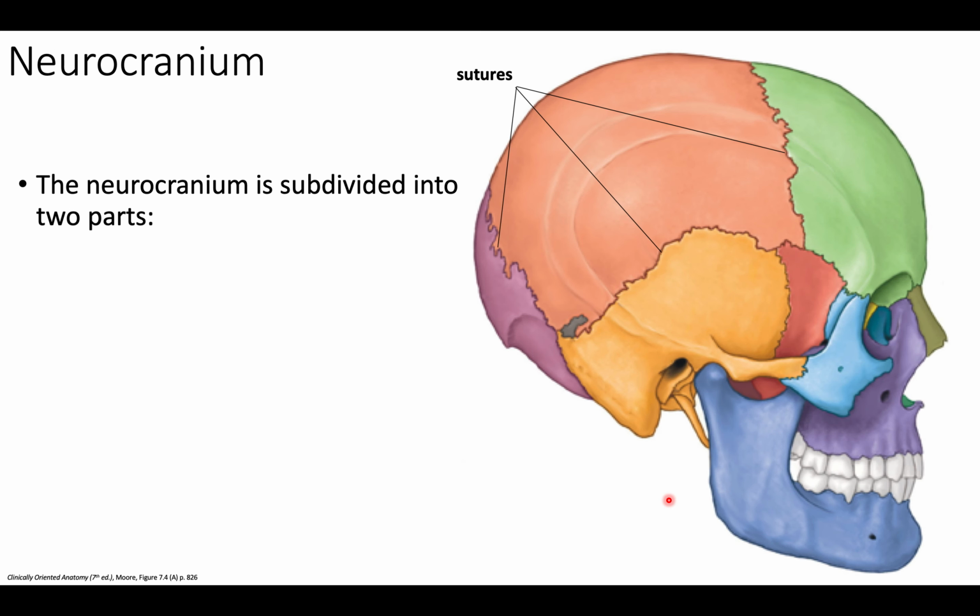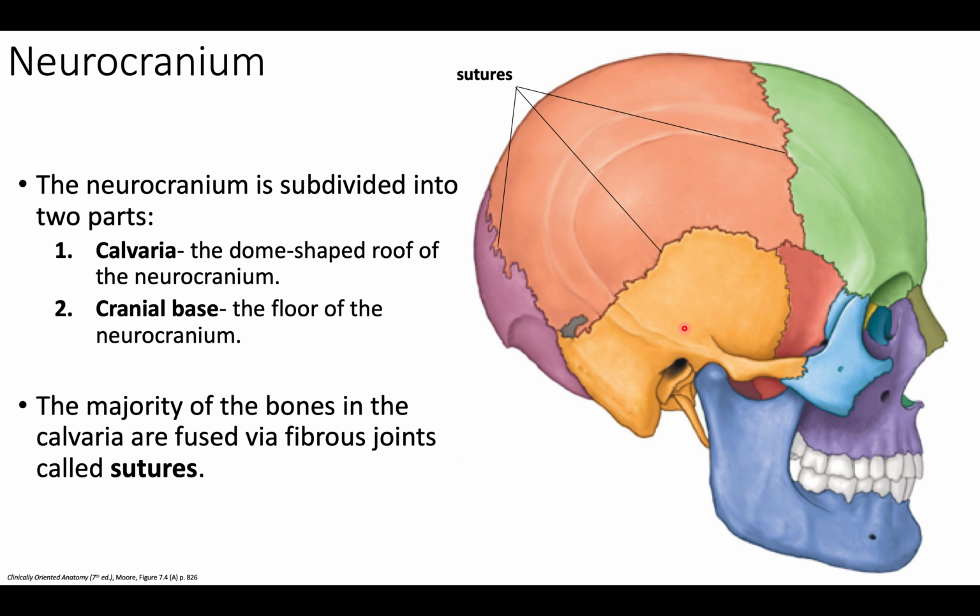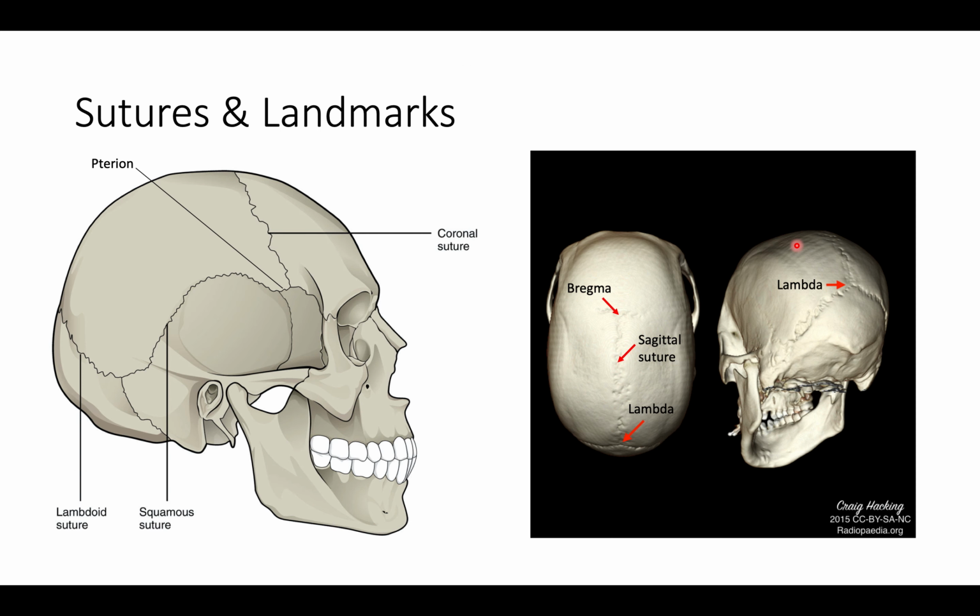The neurocranium is further divided into two parts. So we have the calvaria, which is the dome-shaped roof of the neurocranium, and then we also have the cranial base, which is the floor of the neurocranium. The majority of these bones are going to be fused via fibrous sutures, which you can see some right here. So we're going to go ahead and name them.